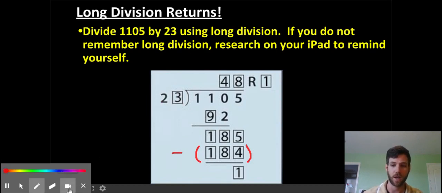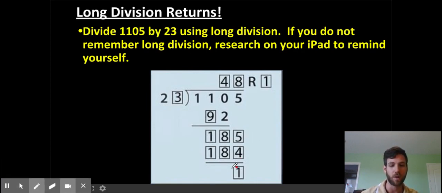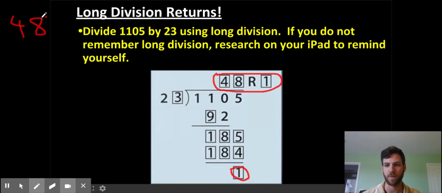Now I can try to do that same process a third time. So I can try to do 23 into 1. Well, obviously that doesn't go into it. So that means that our 1 down here is our remainder. And we can see that written up here with our quotient. So let's write up here at our top corner that our answer from that problem was 48 with a remainder equal to 1.